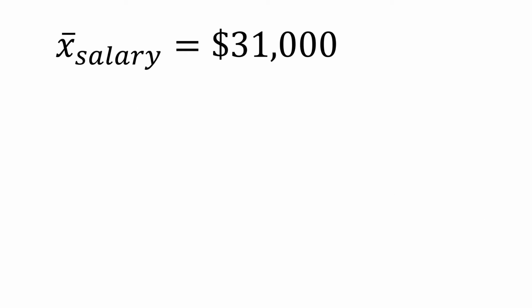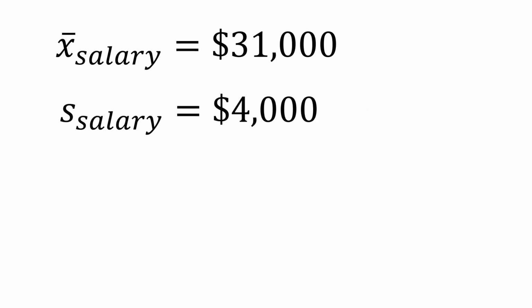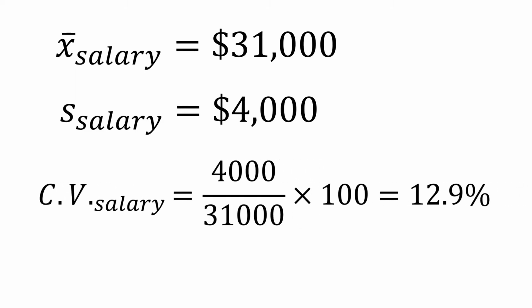X bar of salary is equal to $31,000. The standard deviation of salary is equal to $4,000. The coefficient of variation of salary is equal to 4,000 over 31,000 multiplied by 100, which equals 12.9%.